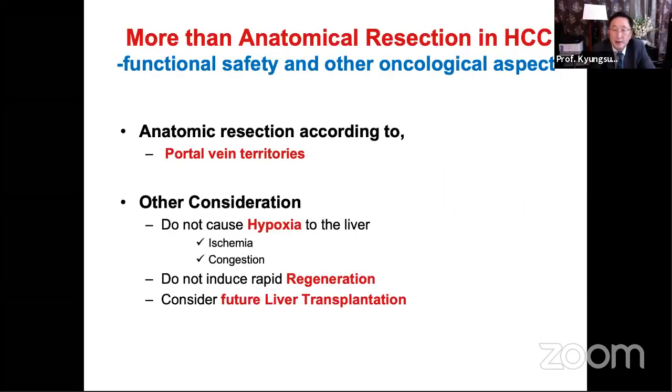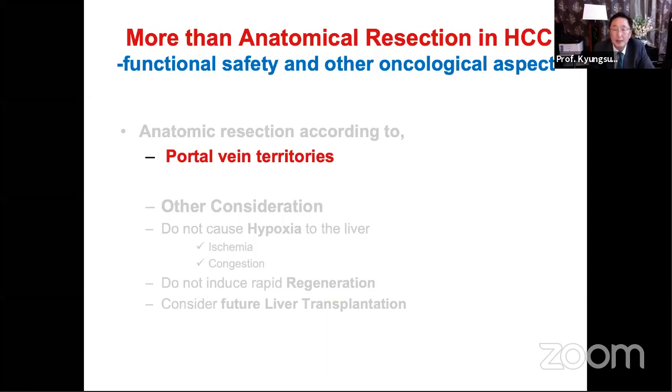Anatomical resection according to the portal vein territory is the preferred procedure for hepatic resection, but for more functional and oncological surgery, you have to consider other factors. First, we should not cause hypoxia to the liver. Second, we should not induce rapid regeneration. And third, we have to consider future liver transplantation, so-called salvage liver transplantation.